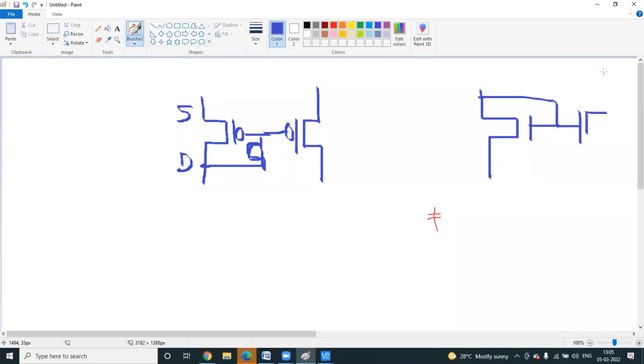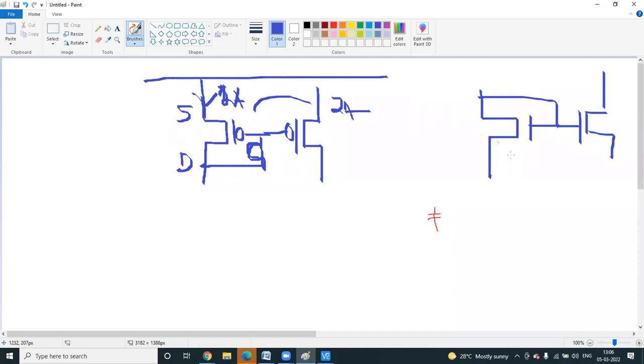So how to identify this is a current mirror? Current mirror means whatever the current on this side, say this is 2 ampere, automatically, with no need to pass any current, this side will also be 2 ampere. So how will this be 2 ampere, we need to prove it.